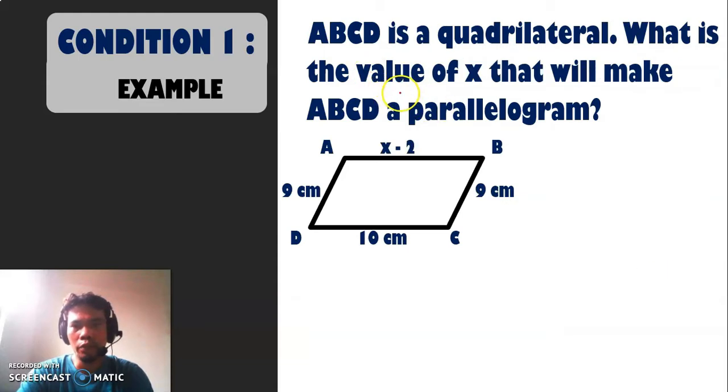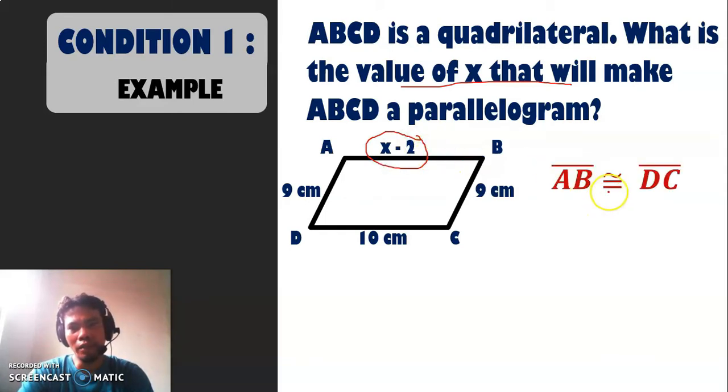In this case, we'll be looking for the value of x that will make ABCD a parallelogram. Since we can find x inside AB, AB is congruent to side BC, because side BC is the opposite side of side AB. After that, we have to substitute for the value. The value of side AB is x minus 2. So we have x minus 2 equals the value of side BC, which is 10.